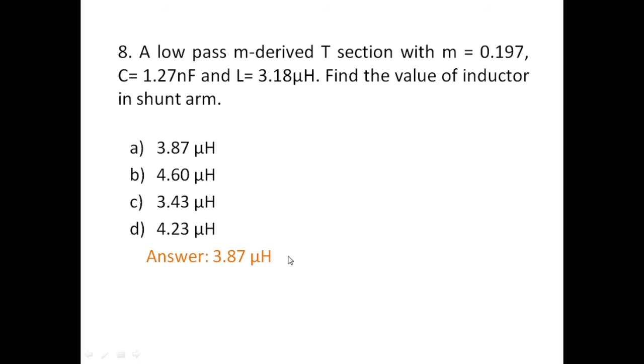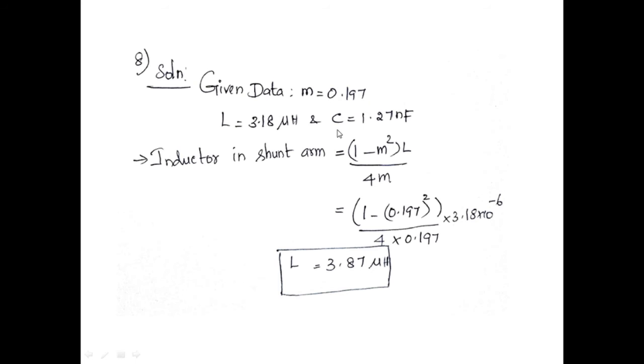So in the low pass filter shunt arm, now see this, in the shunt arm this is the formula: (1 minus m square) divided by 4m, into L. When you put all the values in the formula, that is the m value provided, and the L and C values provided, you will get the inductor in the shunt arm L equal to 3.87 microhenry.